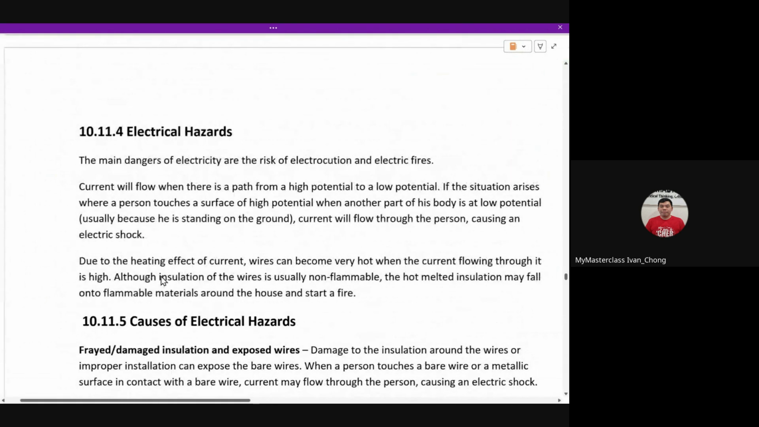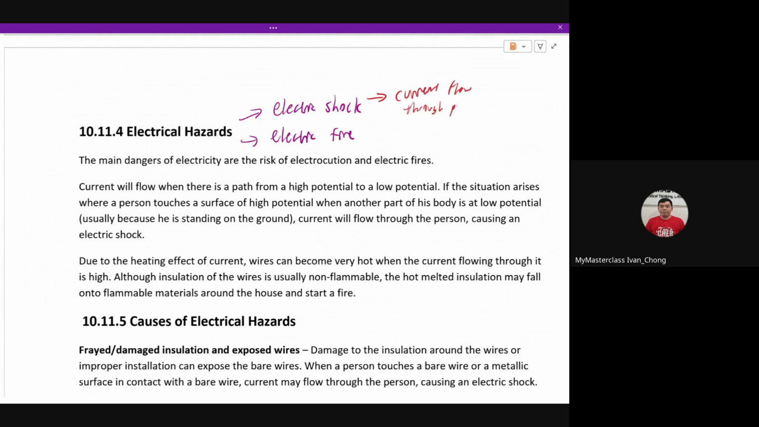So for your hazards, electricity is very, very dangerous, right? So why are we still using it? Your hazards can be separated into electric shock and electric fire. Okay, so number one, what causes electric shock? Basically, current flowing through a person. If and only if the current flows through you or anybody that's touching the wires, that's what we call an electric shock.